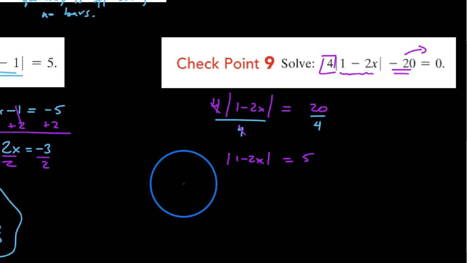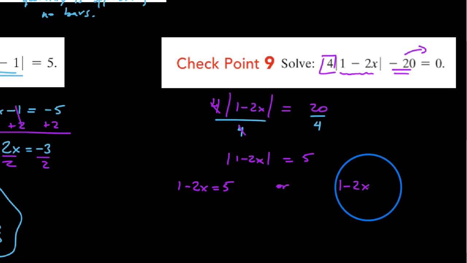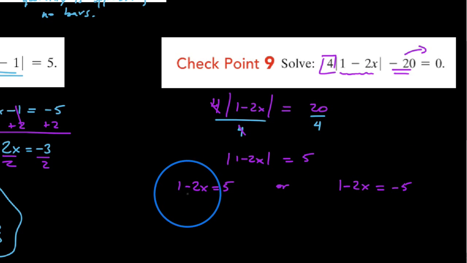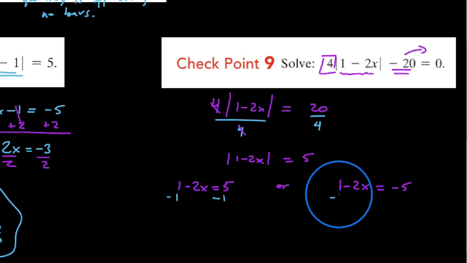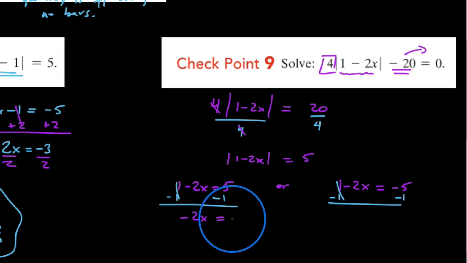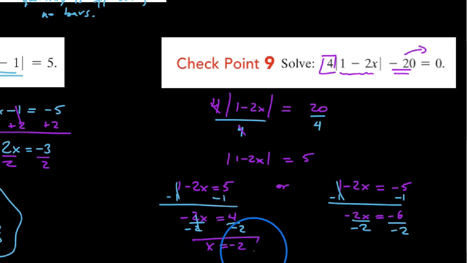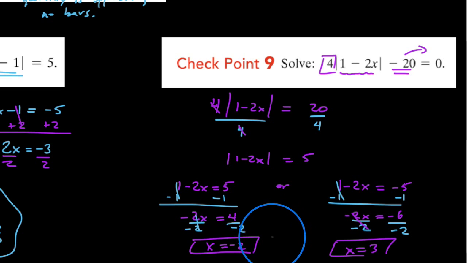Now rewriting this, I either get 1 minus 2x is equal to a positive 5, or I get 1 minus 2x is equal to a negative 5. We'll go ahead and go through the steps for solving this. We're going to subtract 1 from both sides, and of course we'll do it to both equations. So we get negative 2x is 4, or negative 2x is equal to negative 6. Now dividing both sides here by a negative 2, we get that x is equal to either negative 2 in one instance, or x is equal to a positive 3. So our solutions here would be the set containing either a negative 2 or a positive 3.